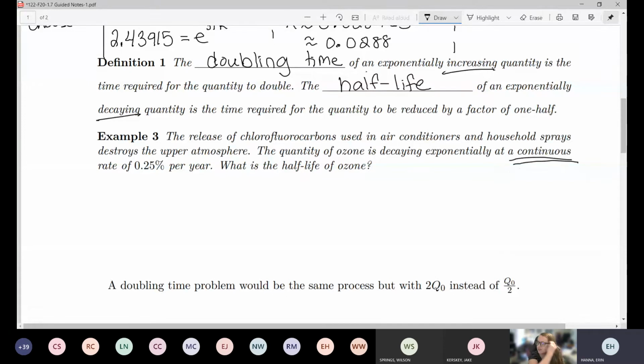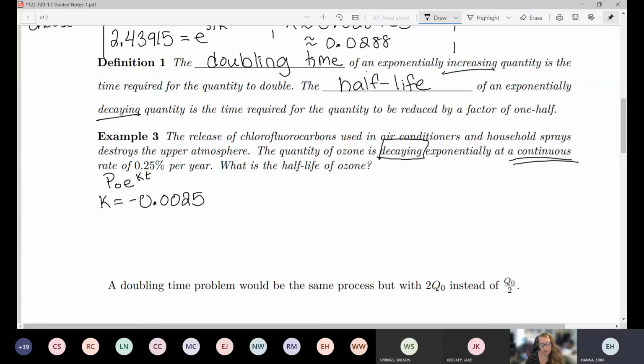So once again, we have the word continuous showing up here. So we want a P0 e to the kt situation going on. We're told that the continuous rate is 0.25%, so that would turn into 0.0025. But I'm also missing something else. I'm not done with my rate yet. If I reread this, it tells me that it's decaying exponentially, so that rate needs to be negative.